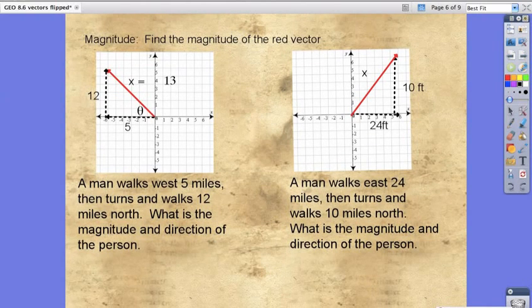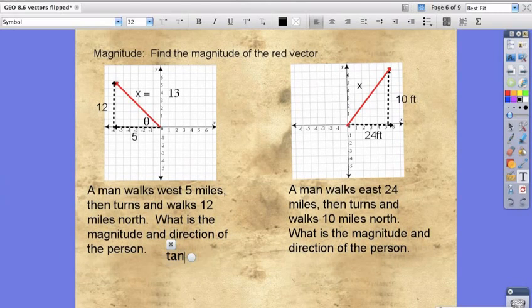Next one is the direction. Now direction should be fairly easy. We want to find this angle. We have 5 and 12. I know we have 13, but we don't want to use it because we found it and we're trying to be safe. So we would use tan of theta equals 5 divided by 12. Then theta equals tan inverse of 5/12.